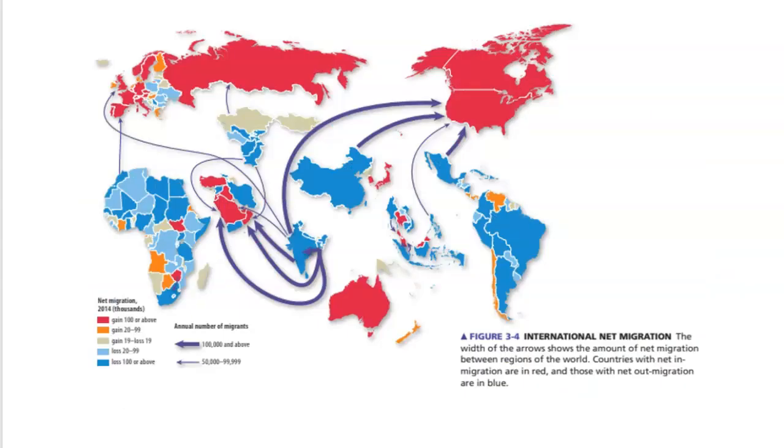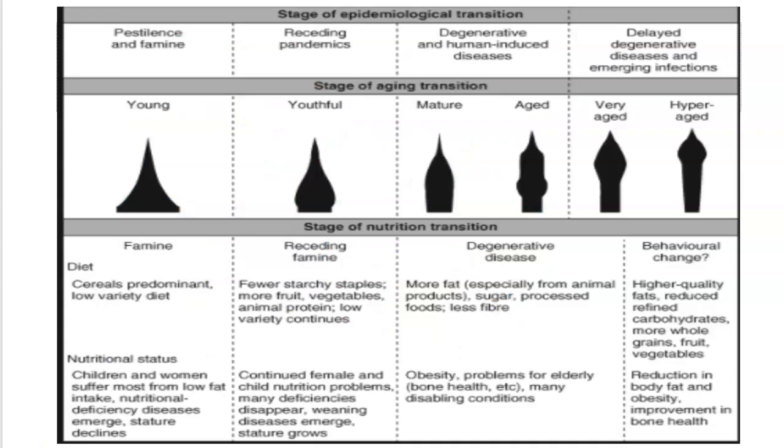Looking at this map, we can take a look at net migration. So the red will indicate more people going into the country, and the blue will be more people leaving the country than coming in. And so, if you want to look at it as region, those would be the big identifiers there.